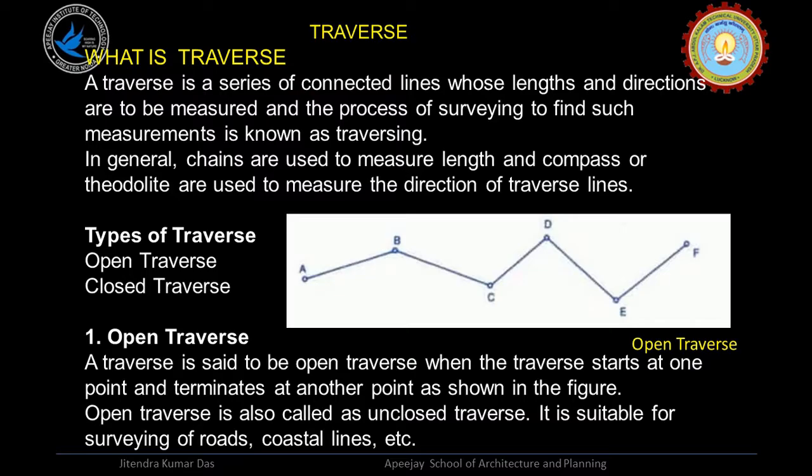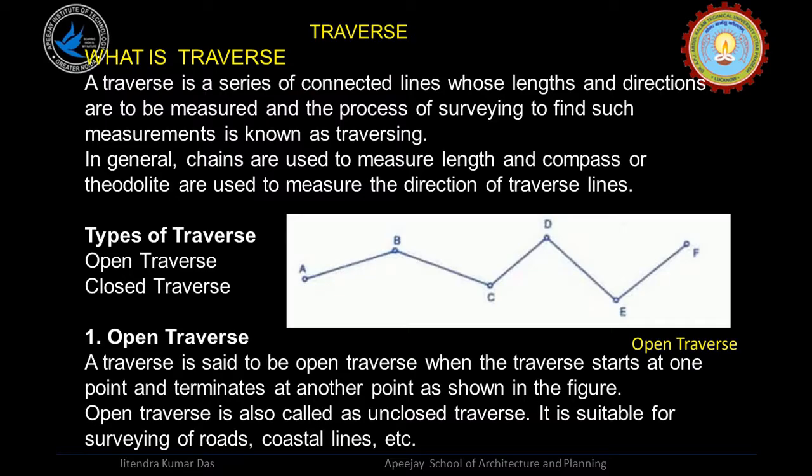A traverse is a series of connected lines whose lengths and directions are to be measured, and the process of surveying to find such measurement is known as traversing. So in general, chain is used to measure length, and compass or theodolite are used to measure the direction of traverse lines.